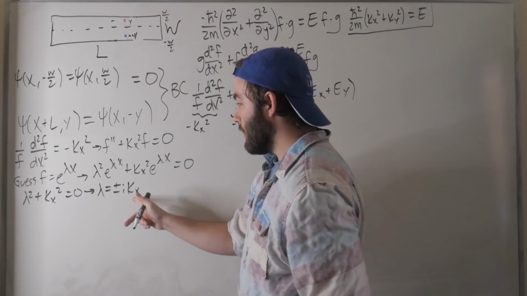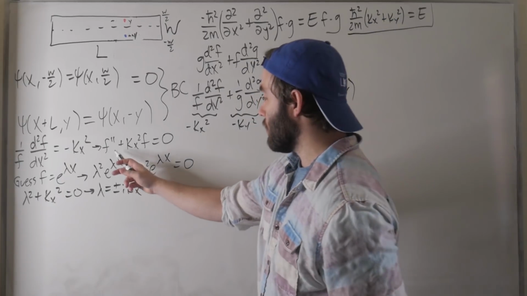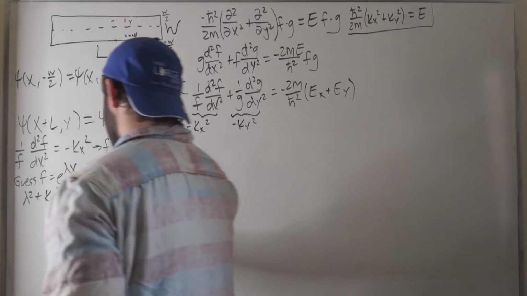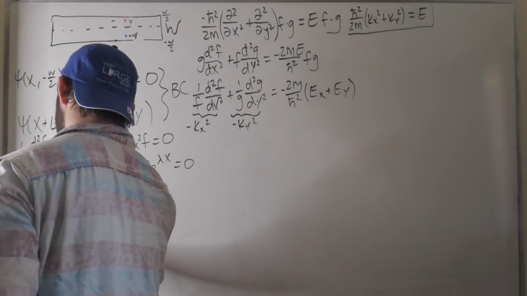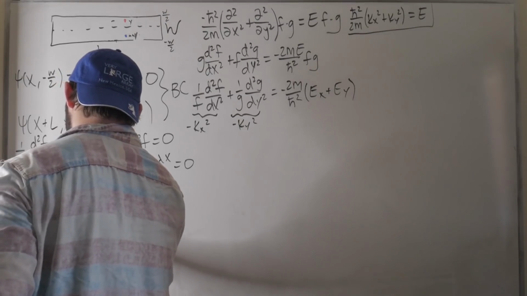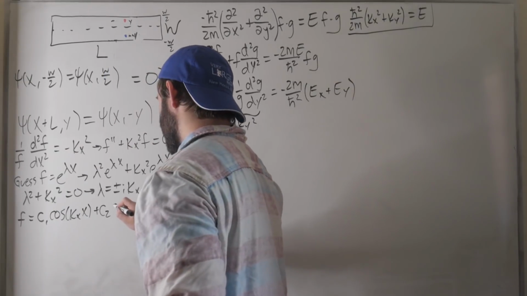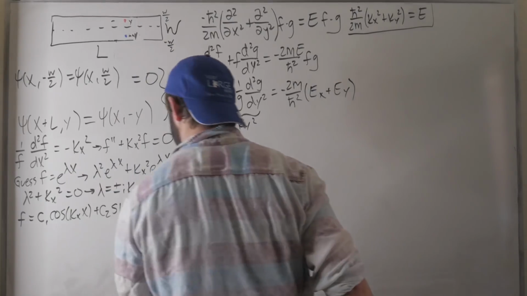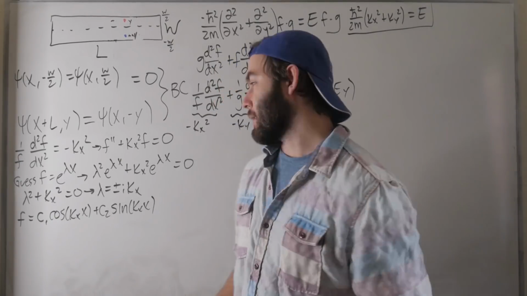Using Euler's identity, we can rewrite this complex exponential in terms of sines and cosines. This is a second order differential equation, which means we'll have two constants of integration. So f is just equal to some constant 1 times cosine of kx times x plus constant 2 times the sine of kx times x. Normally using Euler's identity, there's the i, but the i can just be absorbed into the constant.